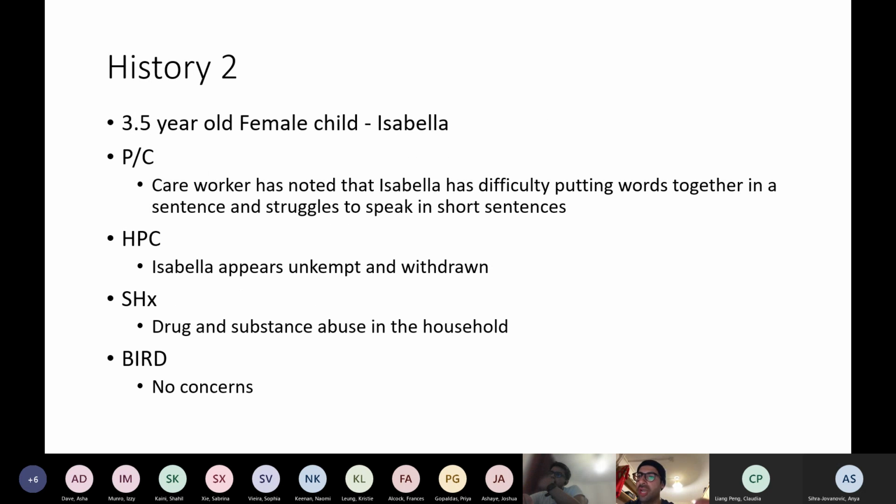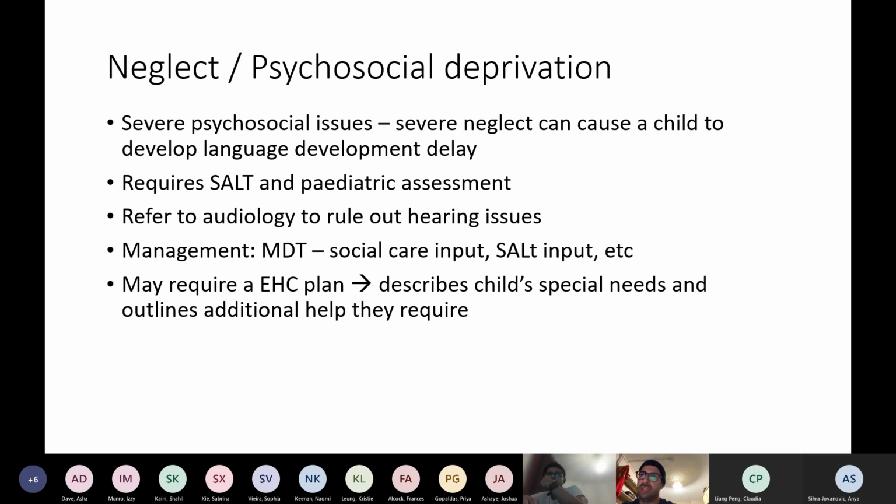Okay, so this child has difficulties in their speech and language development, but also could be in their social and emotional development. Okay, so there you go. With neglect and deprivation, even severe neglect can cause a child to develop language delay. So the two most common causes of language delay are hearing difficulties or neglect.